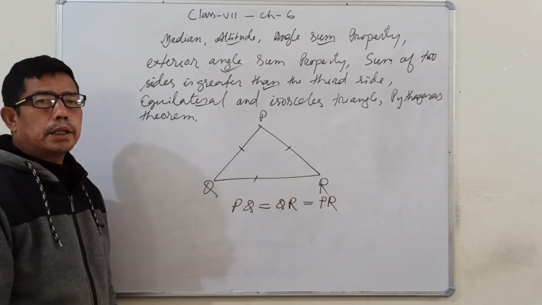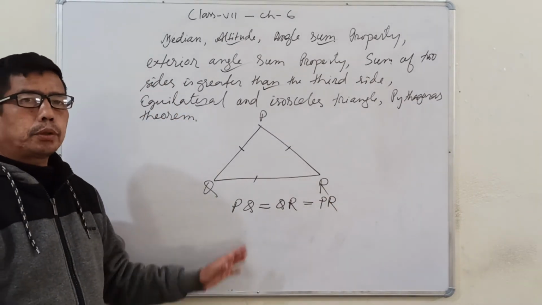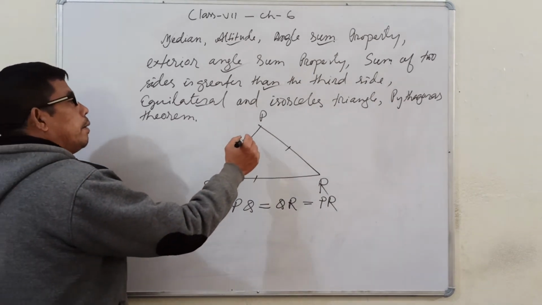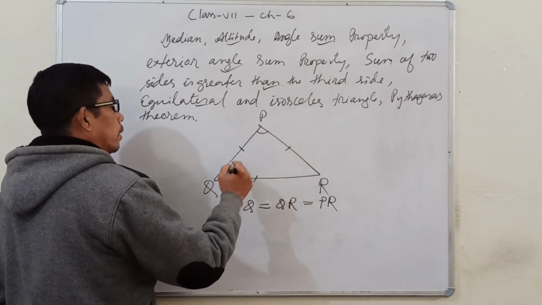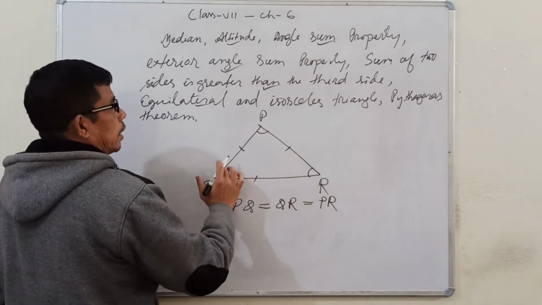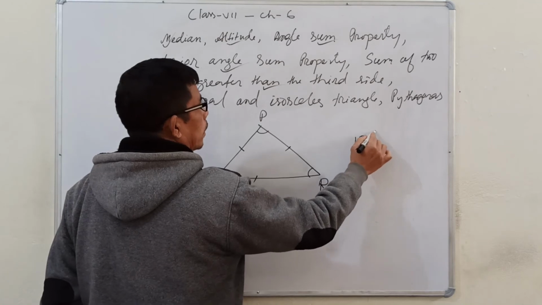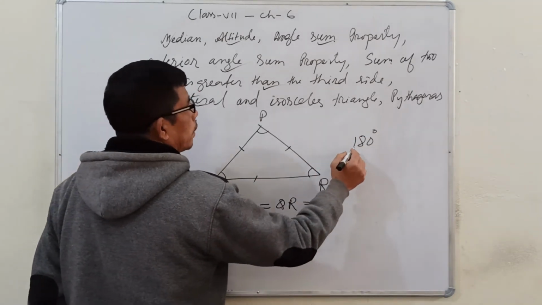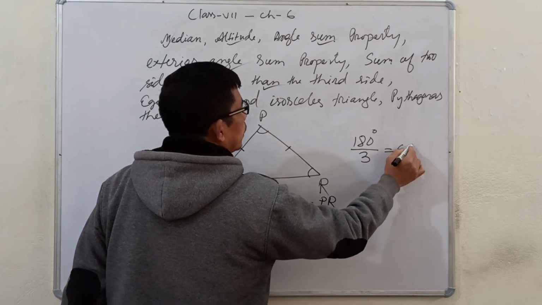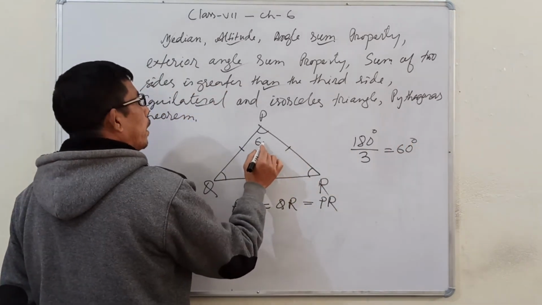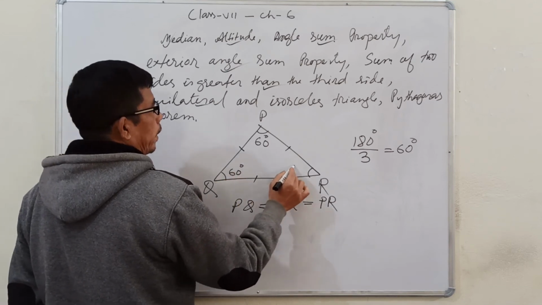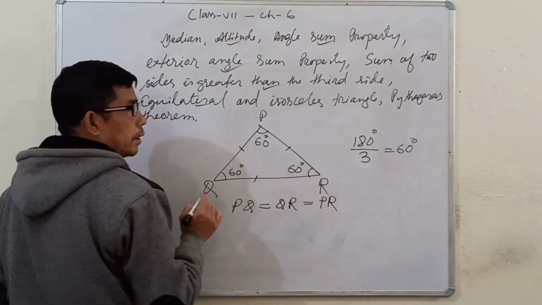And one very important property of the equilateral triangle that you should remember is that every angle should be equal. Here the total sum is 180 degrees. 180 degrees shared by three angles equally means 60 degrees. So for any equilateral triangle, small or big, all angles should be 60 degrees.